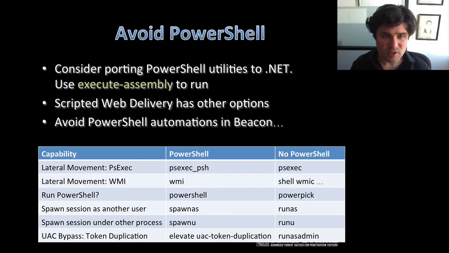Another place where this comes into play is the UAC token duplication bypass introduced in Cobalt Strike 3.11. The workflow for privilege escalation with the elevate command uses PowerShell. The UAC token duplication bypass goes from a medium integrity context to a high integrity context. It lets us run whatever we want in a high integrity context. So the UAC token duplication exploit uses PowerShell to do that.